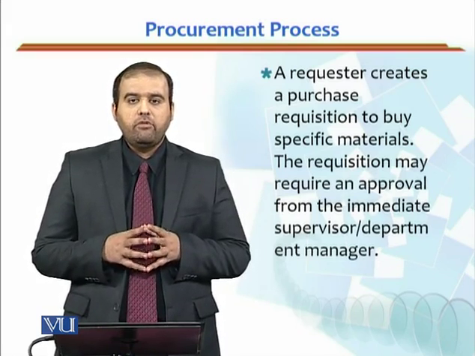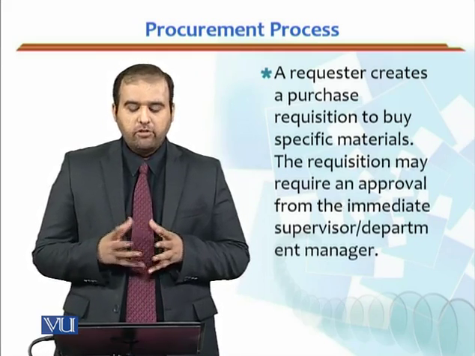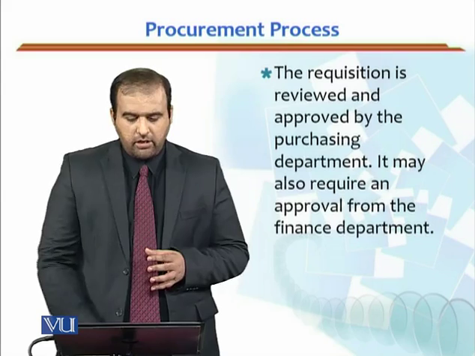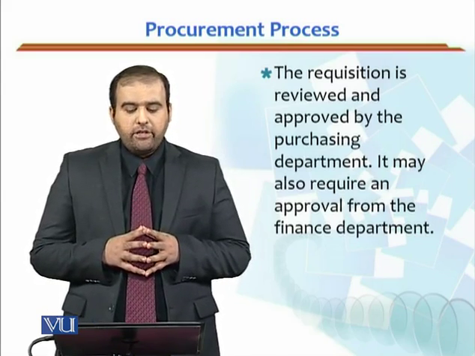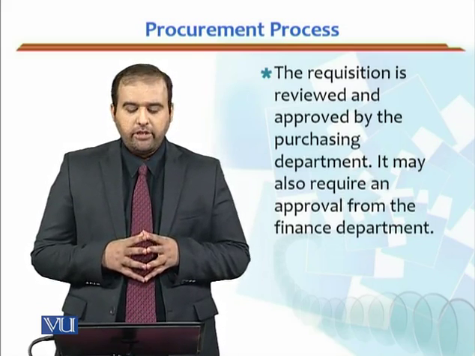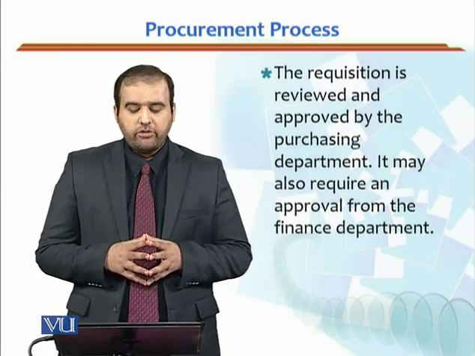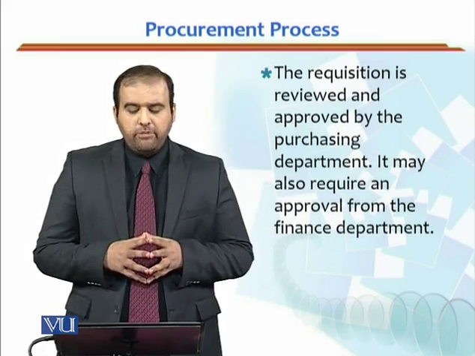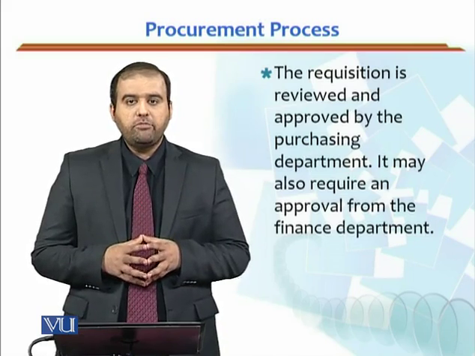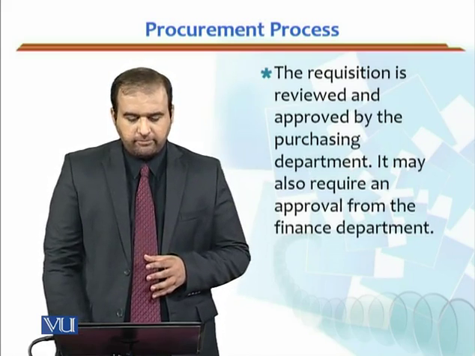But in any case, for the procurement process to start, first of all, there will be a request which would be generated, or it needs some approval from the top management or the middle management as well. Then the requisition is reviewed and approved by the purchasing department. So internally, the purchasing department will actually review whether it is possible to go for that purchase and approve it. It may also require an approval from the finance department, depending upon the cost which is being incurred on that material.